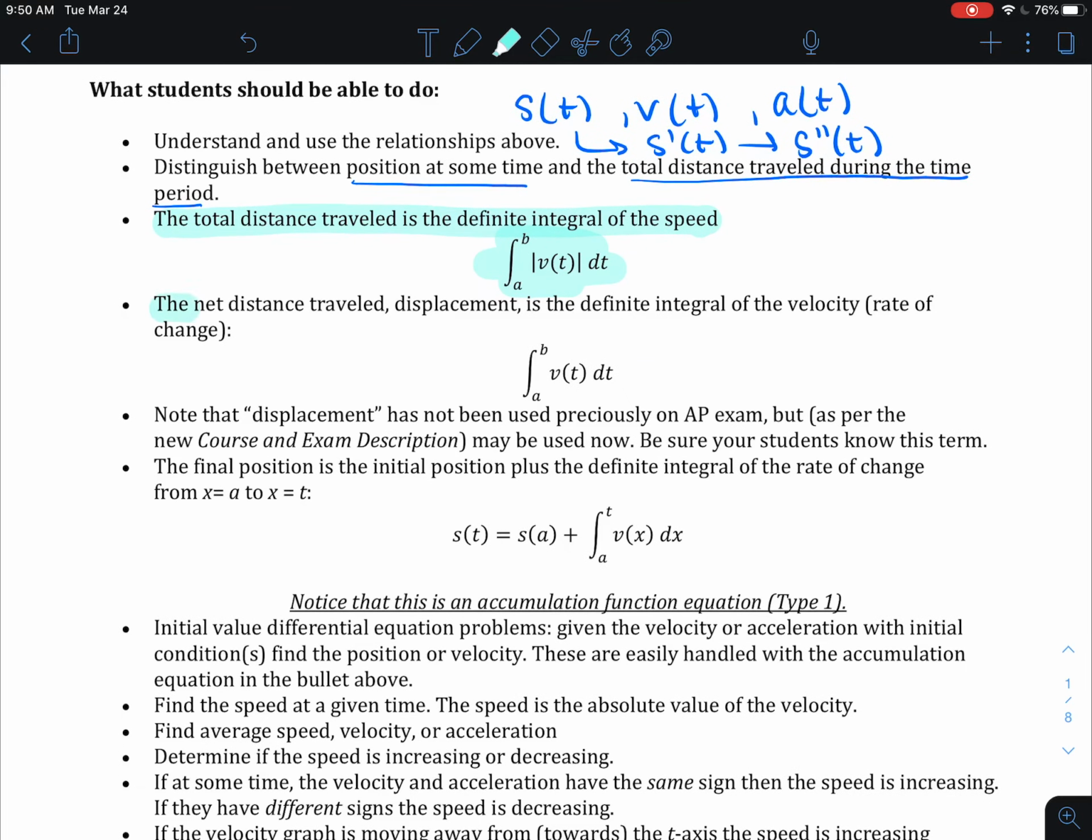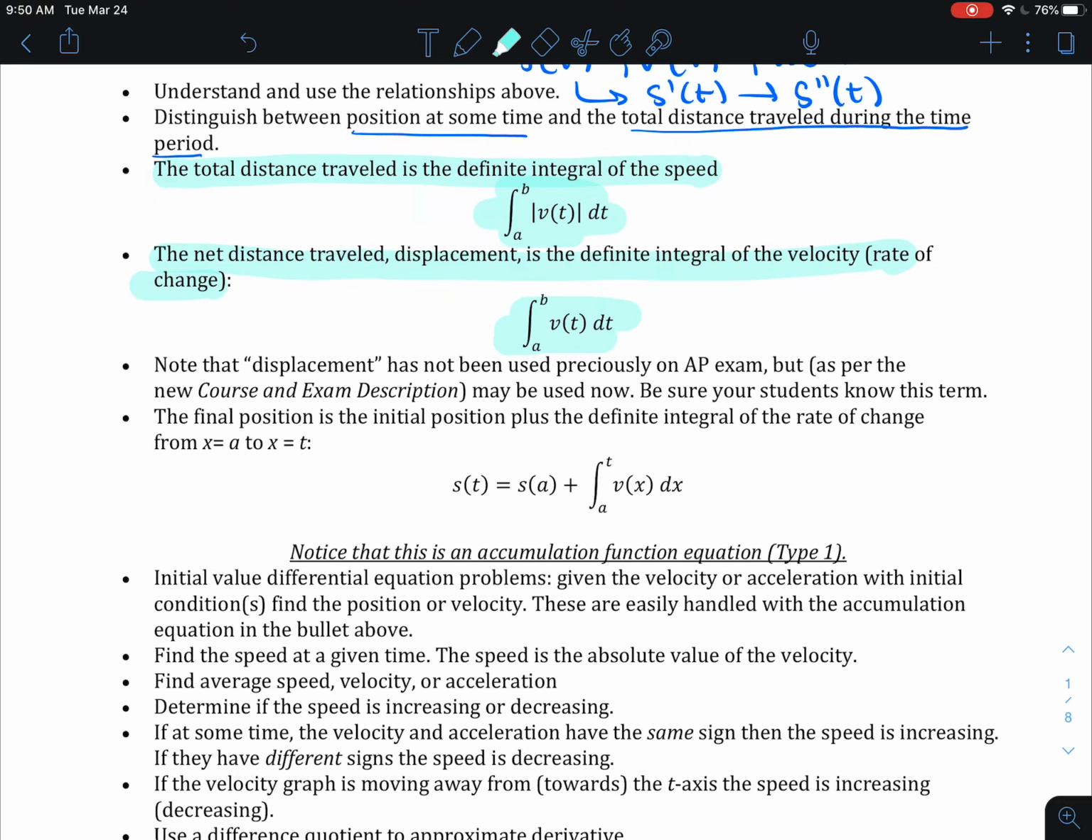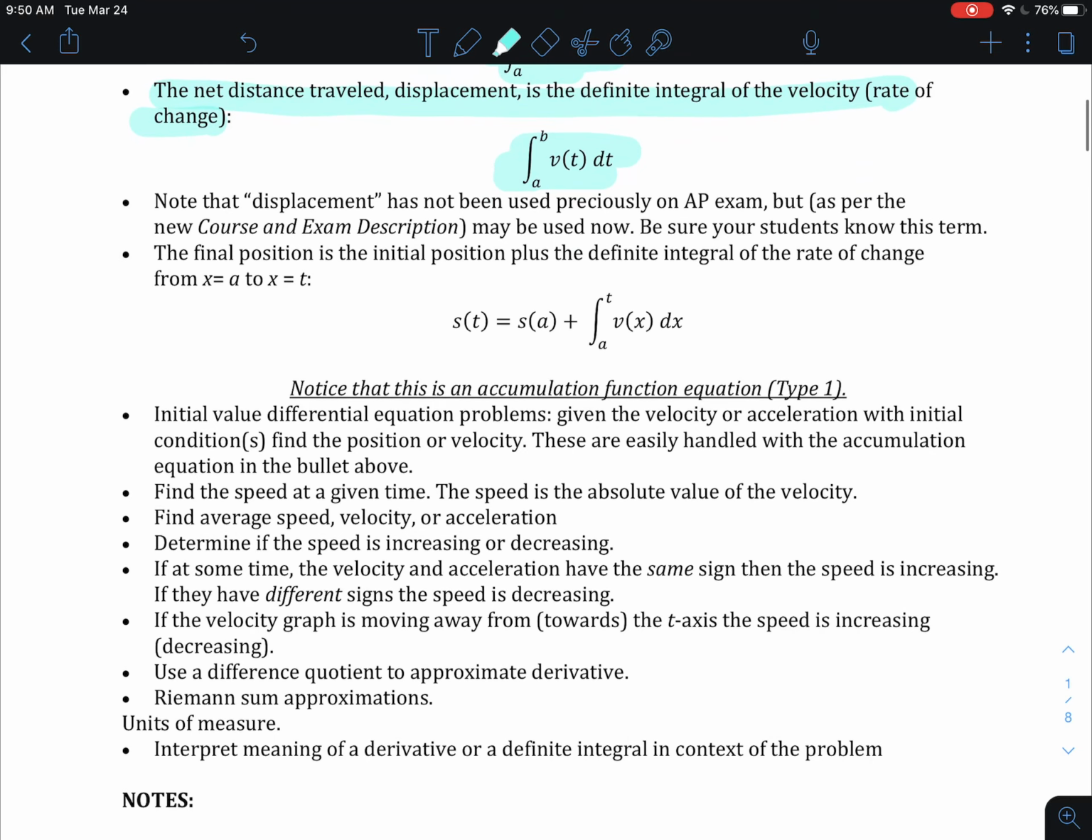The net distance traveled is displacement. That one's out. Note that displacement has not been previously on the AP exam, but may now be used. It was definitely used in 2019. This is a 2016 document. Final position, again, this is accumulation, and final position, both are out.